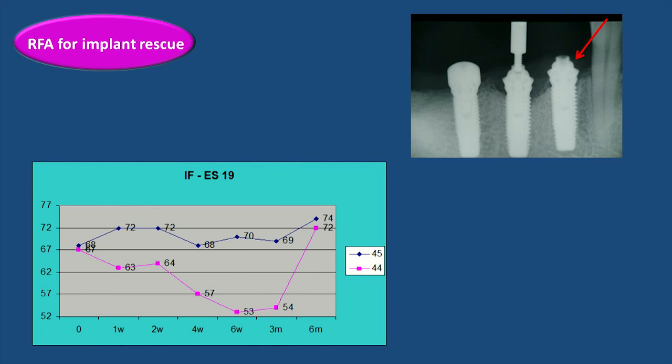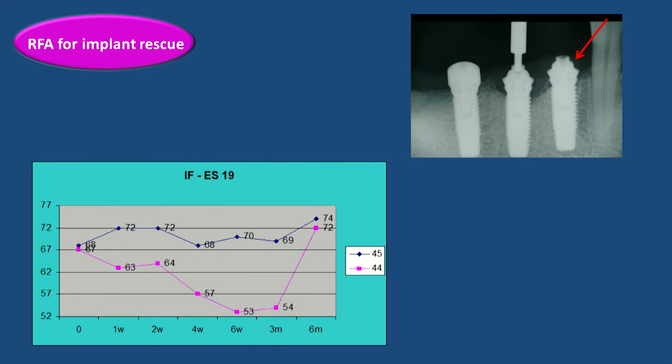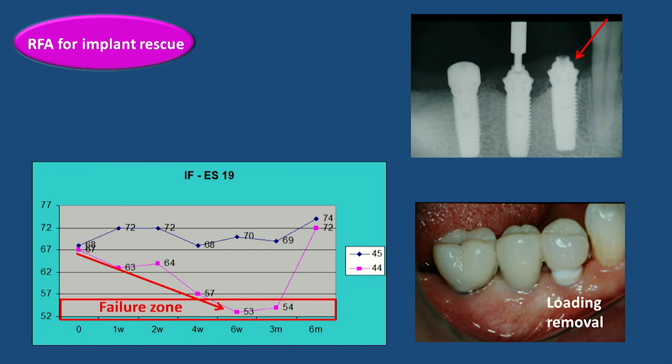And this is one of the most interesting applications of the RFA. Using RFA in a systematic way, you can intercept a failure. Look at this implant. It looks good, but if you observe what happened to the ISQ curve, you notice a continued decrease of the stability up to 6 weeks when the ISQ reached the failure zone. So I removed the loading, modified the temporary restoration, and you can see at 6 months, the implant recovered completely. The stability had even overcome the initial value.